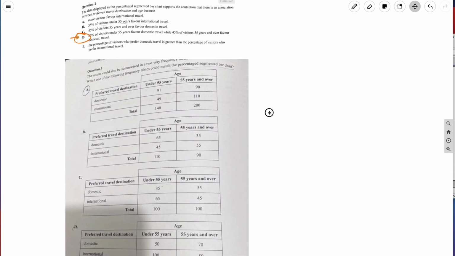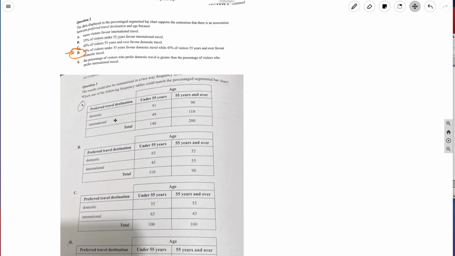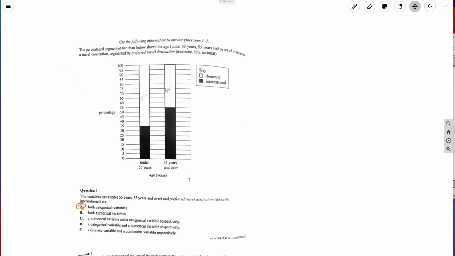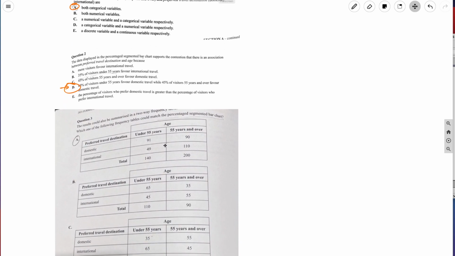Then we have: the results could also be summarised in a two-way frequency table. Which of the following frequency tables could match the percentage segmented bar chart? Domestic, yep, and did we get the sample size? No. It looks like we're just going to do it as percentages then. Okay, so that one's a bit annoying.